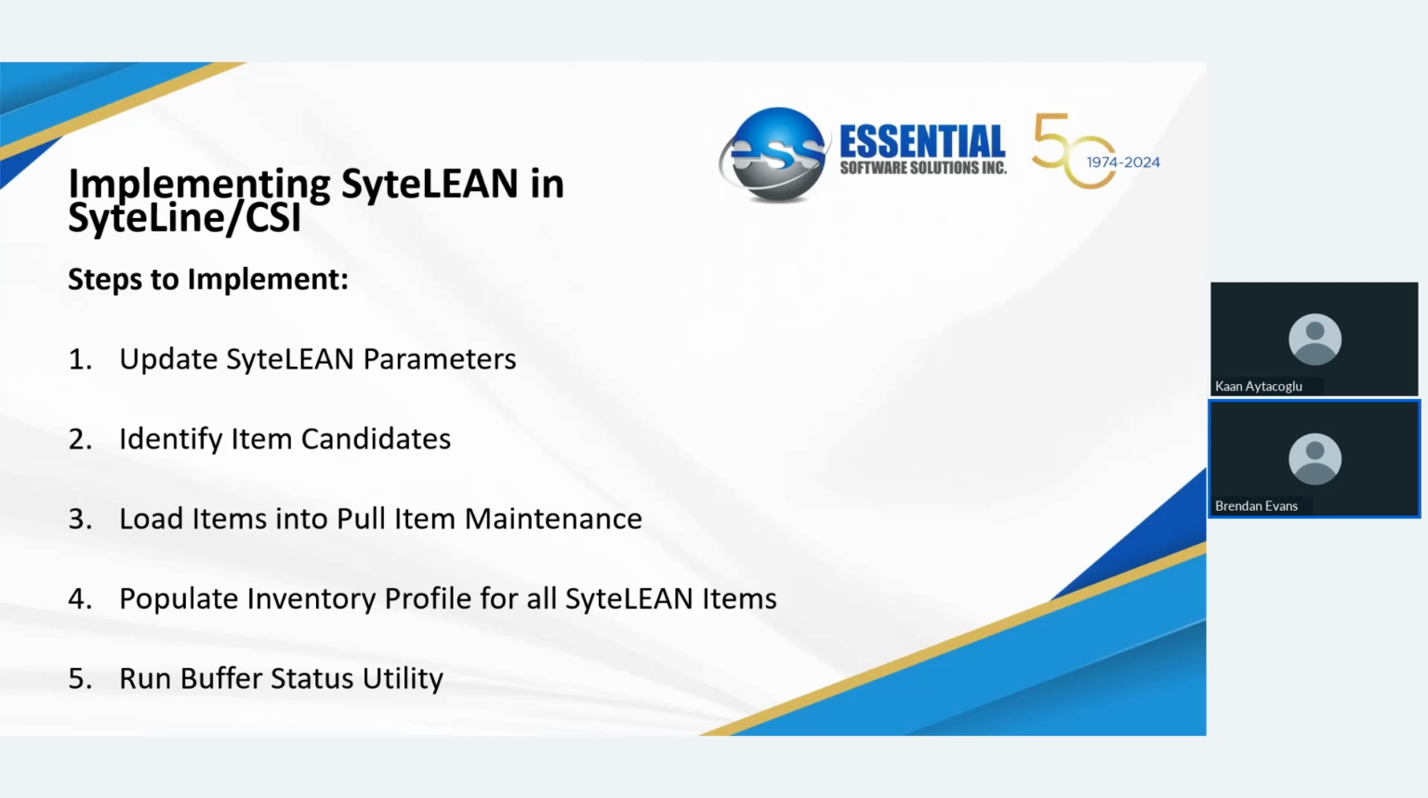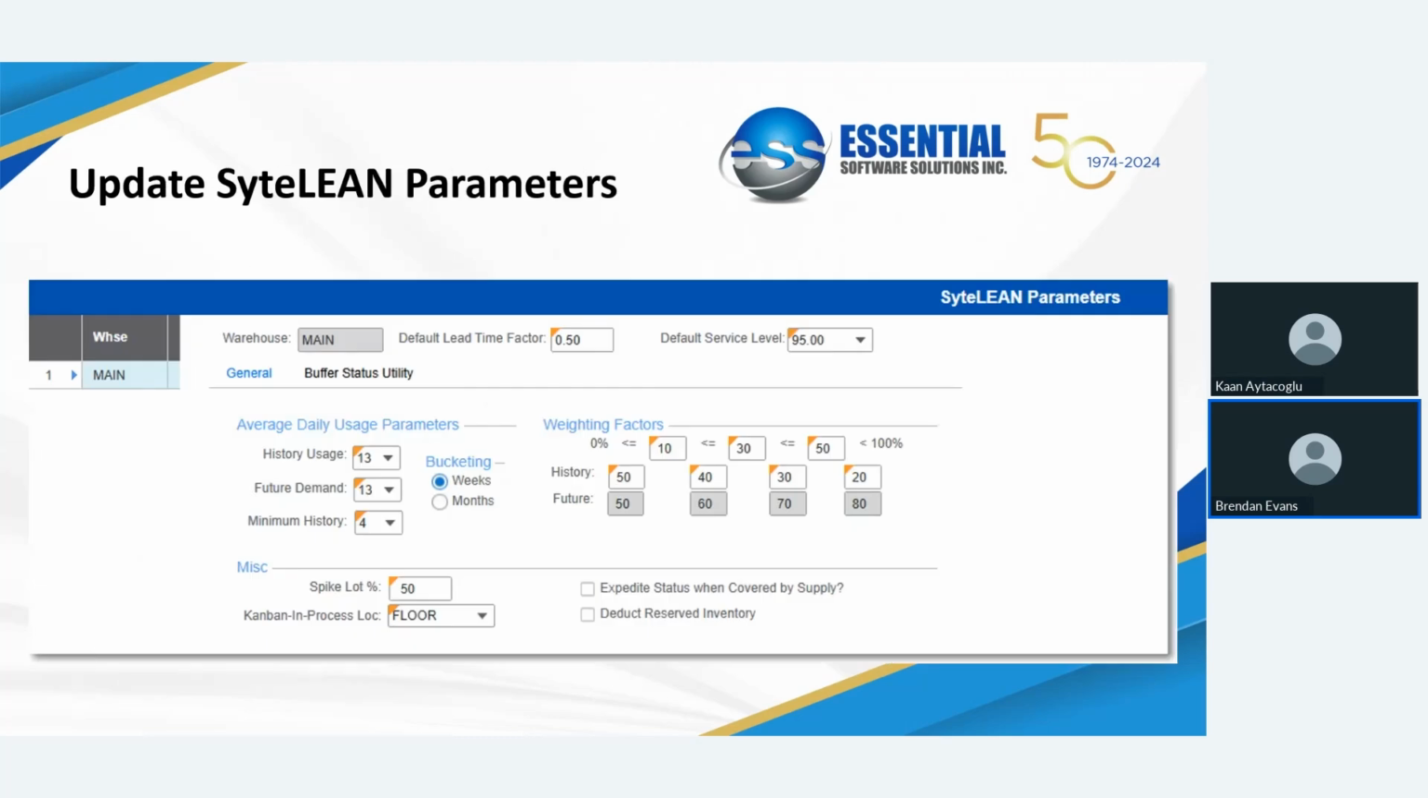All right, so I'm just going to talk a little bit about each form here. This is the SyteLean parameters form. This is where you set those parameters that we talked about. You can define the parameters by warehouse, as you can see here on the left. The fields that we want to look at here are the lead time factor, default service level, these average daily usage parameters, and the weight factors. Those are the main areas I want to take a look at here.